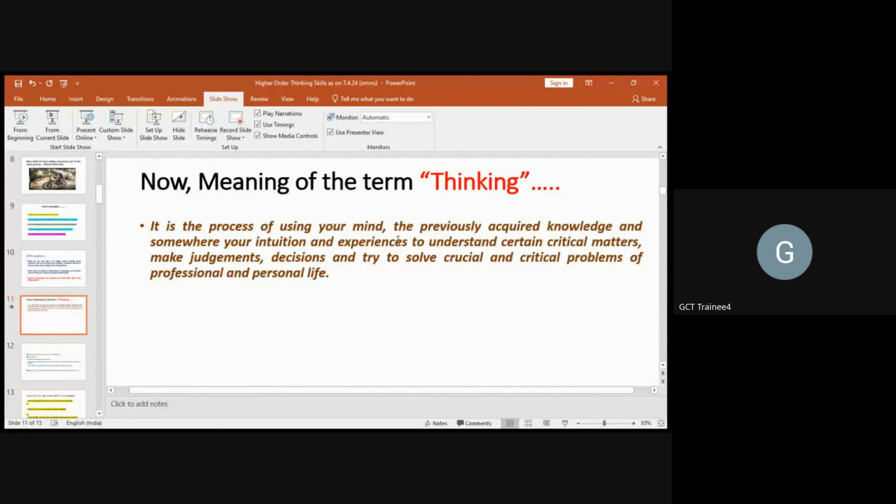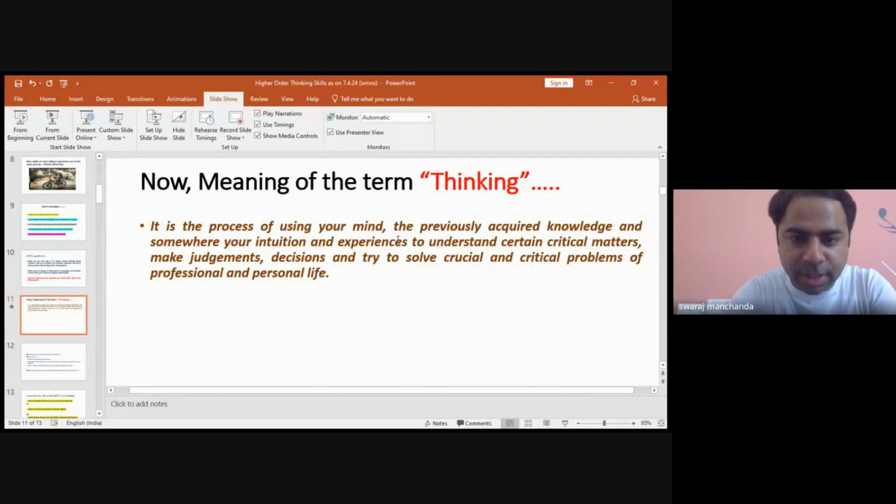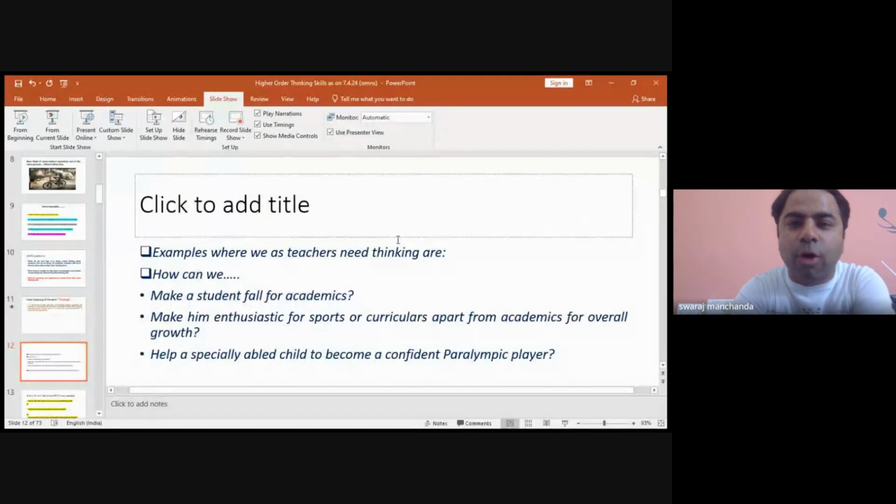Okay. So I already told you this definition, and thank you, sir, for giving me this idea. Thinking is the process of using your mind, your intuition, your experience, your past judgments to come to a conclusion for certain crucial matters. And as teachers, we are always surrounded with this term thinking. We need thinking to make our students fall for academics. This is the biggest challenge for us.